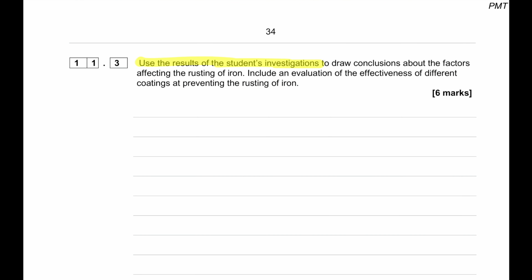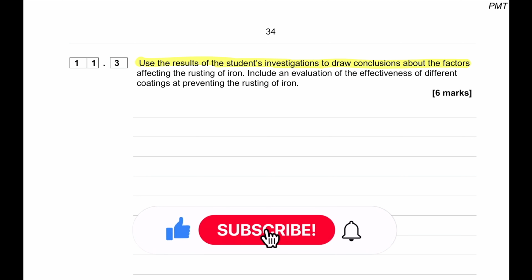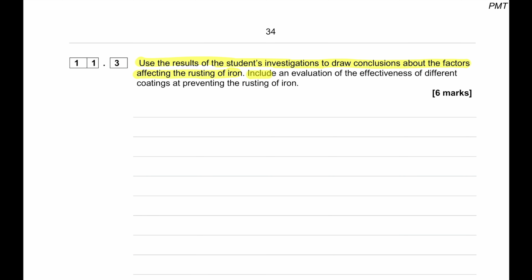Use the results of the student's investigation to draw a conclusion about the factors affecting the rusting of iron. Include an evaluation of the effectiveness of different coatings at preventing the rusting of iron.